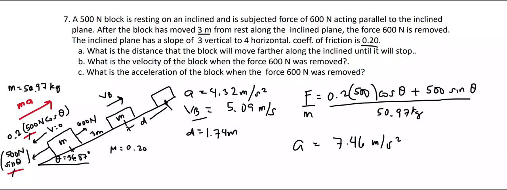So for the first problem, the distance traveled by the block along the inclined plane until it will stop is equal to 1.74 meters. And the velocity of the block when the force of 600 Newtons was removed is equal to 5.09 meters per second. And the acceleration of the block when the force of 600 Newtons was removed is equal to 7.46 meters per second squared. And these are our final answers.